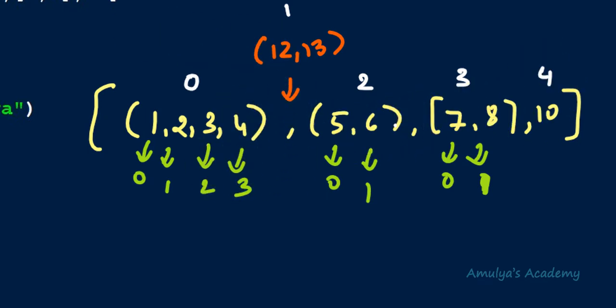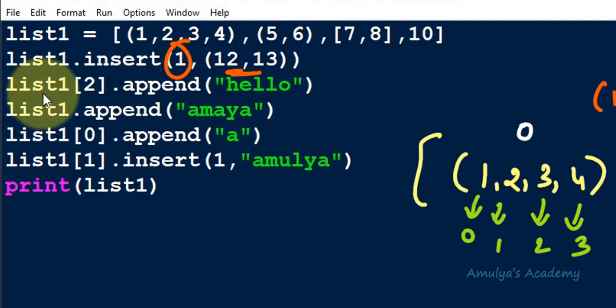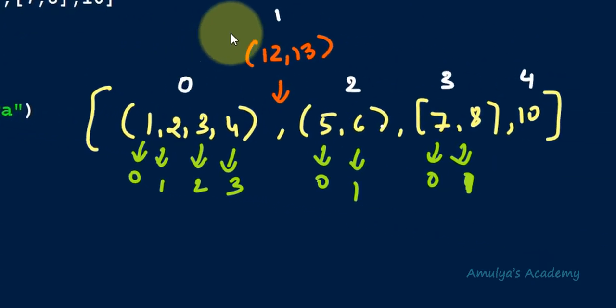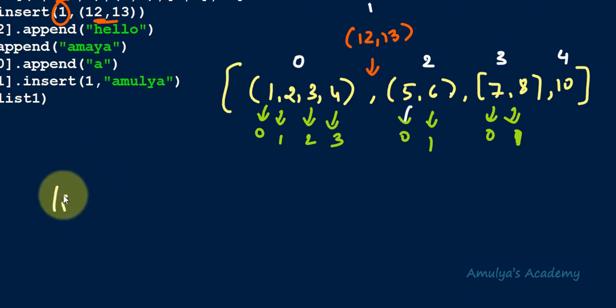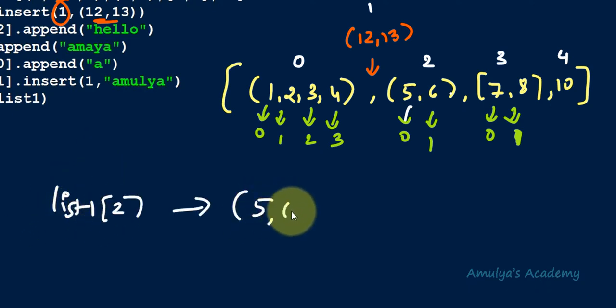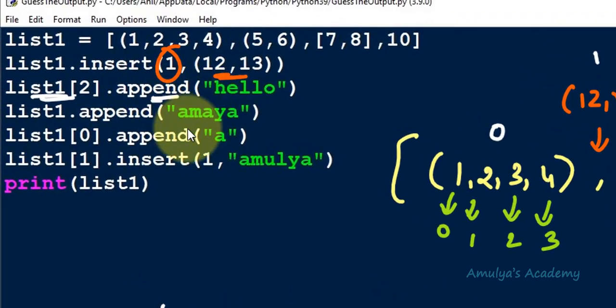When we insert a new element to list1 with a mentioned position, it will be inserted like this. Now 12 and 13 will be inserted to list1 at index 1. Now we can see in the next line we are using list1 of 2 dot append hello. That is nothing but calling list1 of 2, the value present at the second index of list1. List1 of 2 is the tuple 5 and 6, and I am performing an append operation on that.